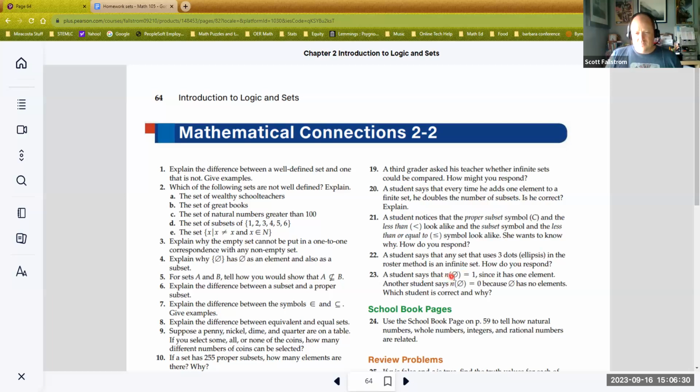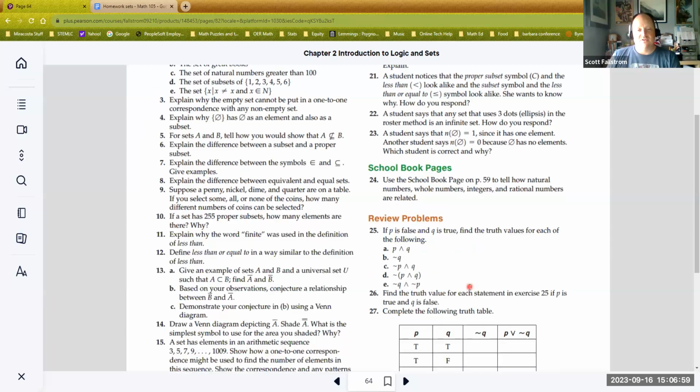And the student said the number of the empty set is equal to 1 since it has one element. Another student says the number in the empty set is 0 because the empty set has no elements. Which student is correct and why? A good question. And this is where sometimes students run into them using their own language. So is there one object that we're looking at, or is there one element? And it's easy to get those words confused.